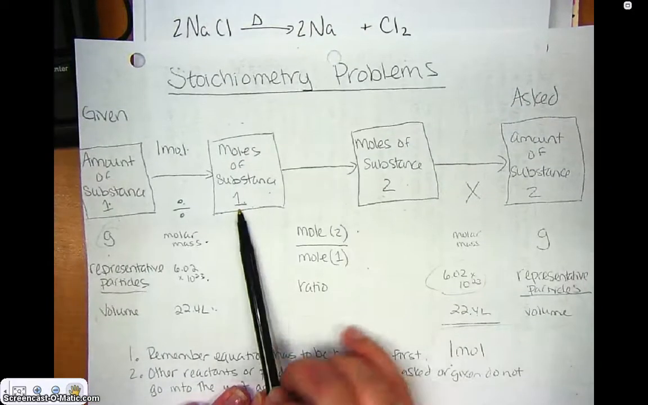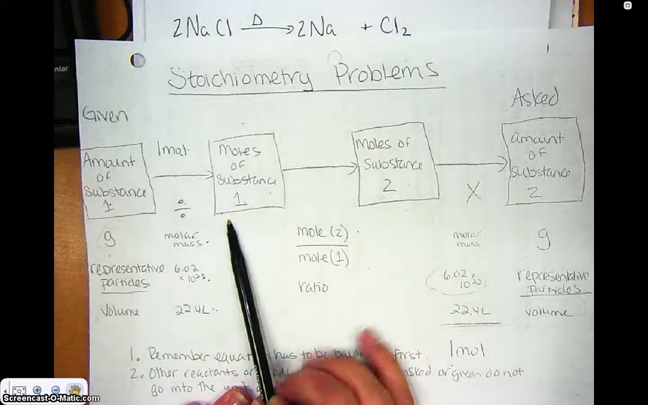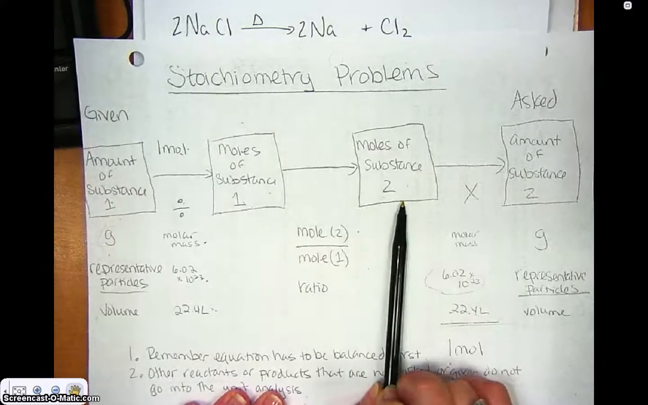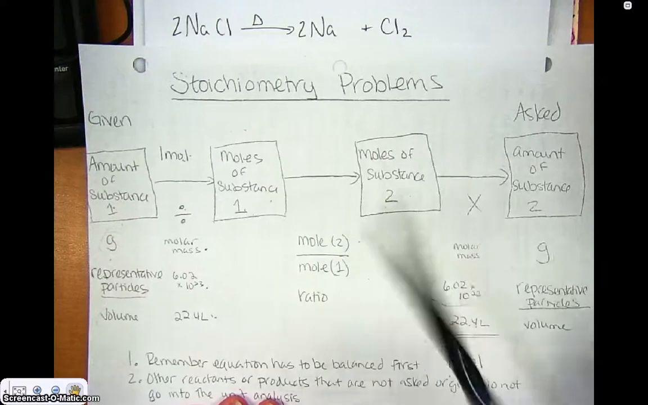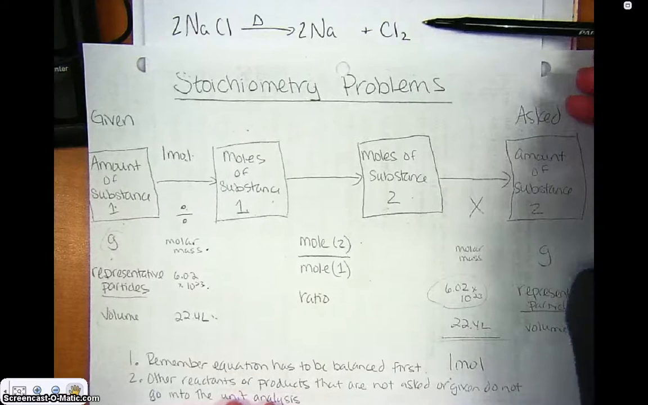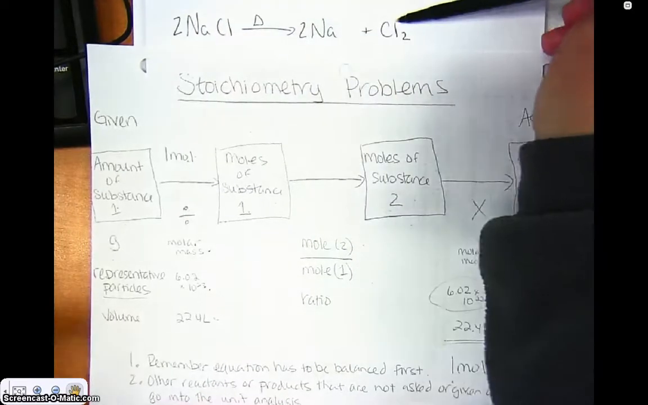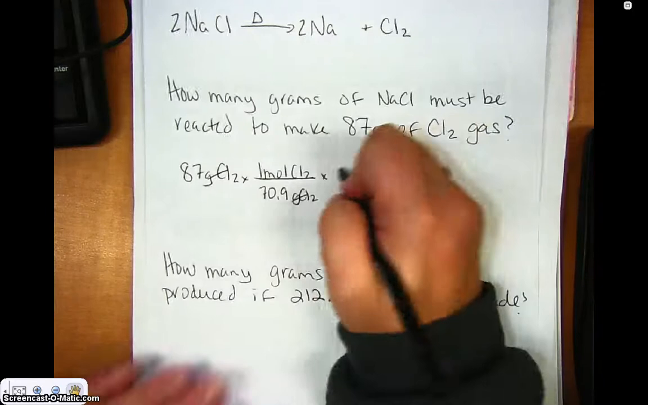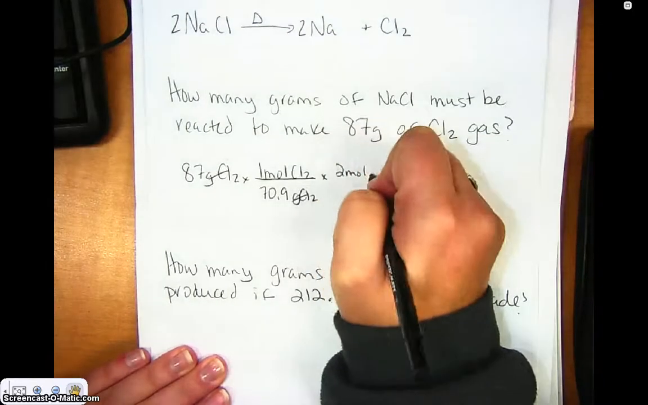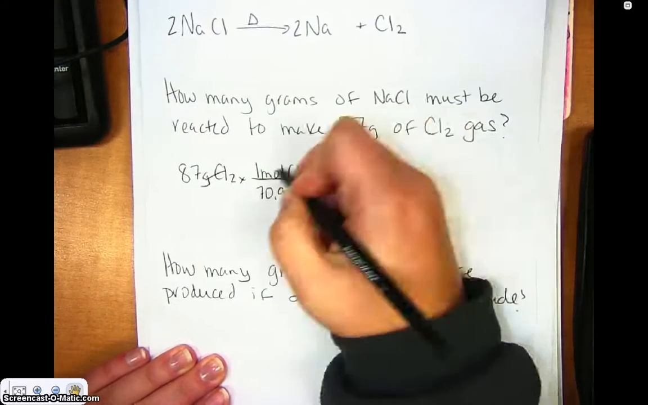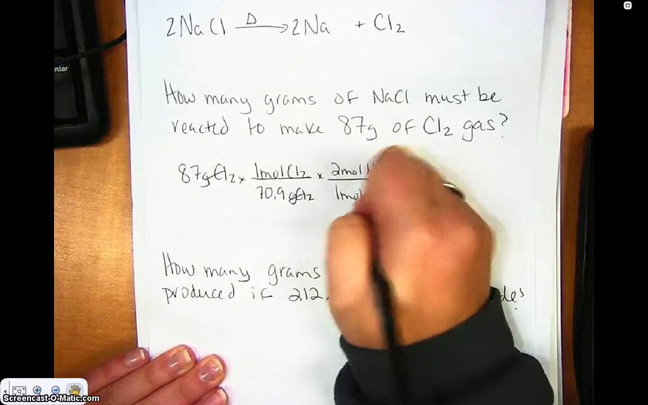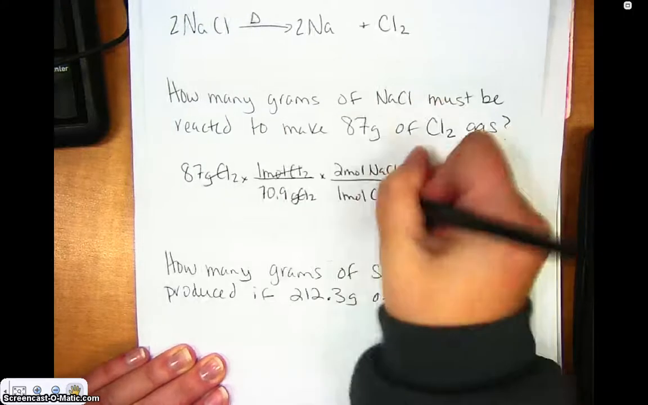Now the next step is to go from moles of the amount that I'm given, moles of chlorine gas, to moles of sodium chloride. If I look at my balanced chemical equation, I see that 2 moles of sodium chloride are needed to form 1 mole of chlorine. So I'm going to put the 2 moles of sodium chloride on top so that I can cancel out the moles of chlorine at the bottom.